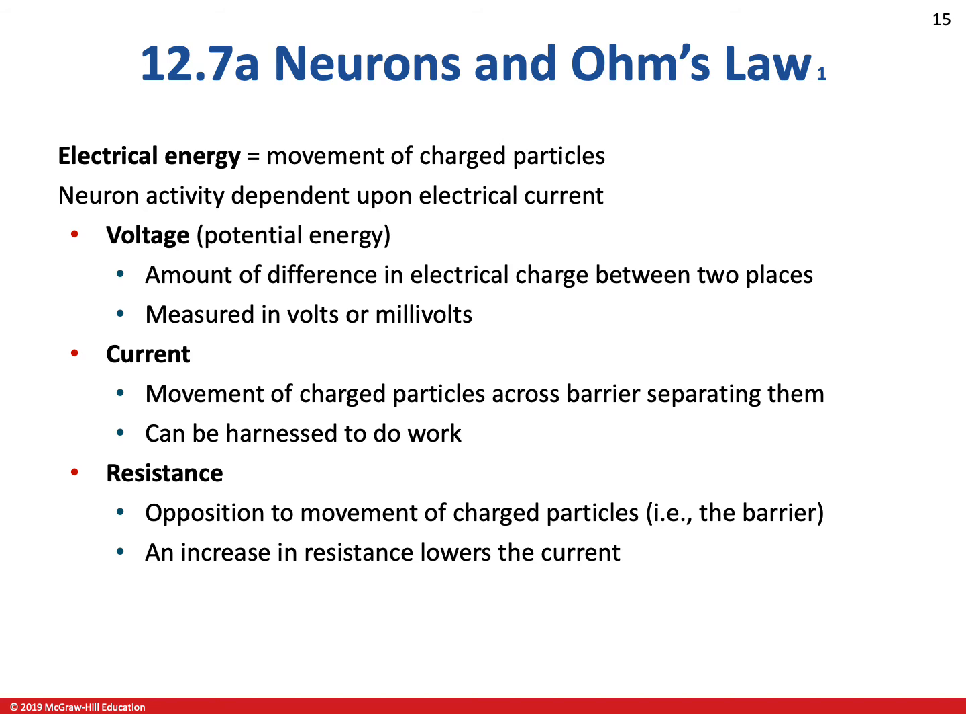The current is the movement of charged particles across the barrier which separates them. The greater the movement of charged particles, the greater the current. And the resistance is the opposition to the movement of charged particles. This is the barrier between the charged areas. The larger the resistance, the lower the current.